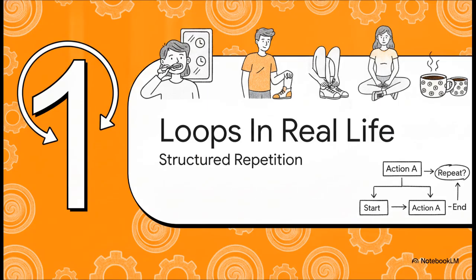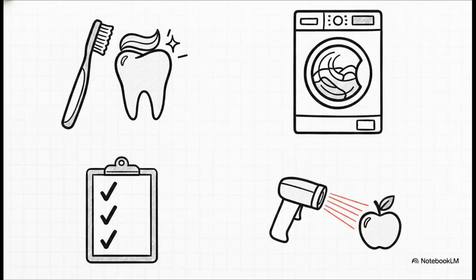Section 1. Loops in real life. I want to reassure you right out of the gate, you actually already understand programming loops. You might not call it code, obviously, but your brain uses loops every single day. Think about brushing your teeth. You don't consciously tell yourself, brush tooth 1, okay, now brush tooth 2, brush tooth 3. No way. You just repeat one action, brushing, until a certain condition is met, like all your teeth feel clean, or maybe your 2-minute timer goes off. That right there is a loop.